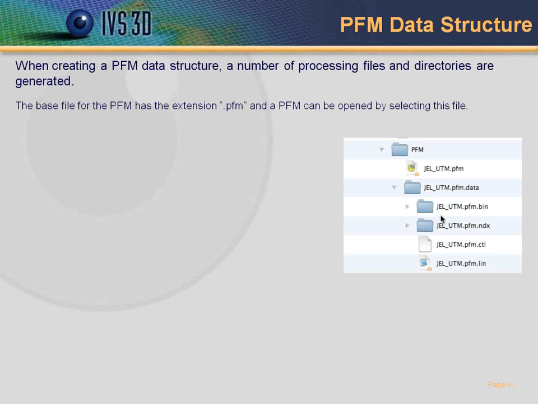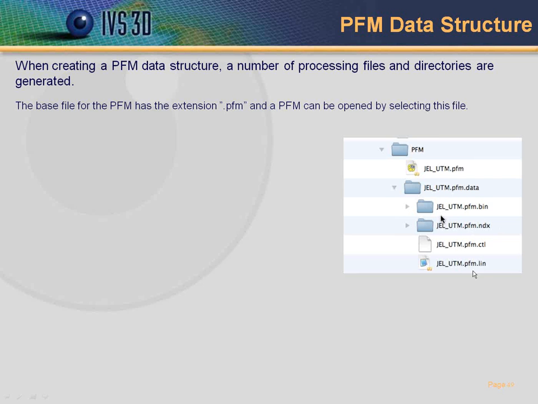So on disk, this is just what it looks like. This is just a capture from a Mac screen. When you actually make a PFM file, it creates a .pfm file, but it also creates this directory .pfm.data, and it's inside that where it creates its bin, index, control, line files. Generally speaking, you should have no reason to look at this data. You're welcome to, but if you change its name or do things like that, you will definitely mess things up.